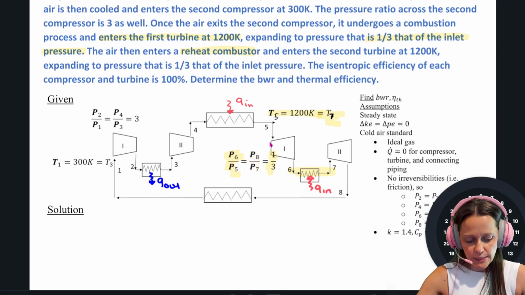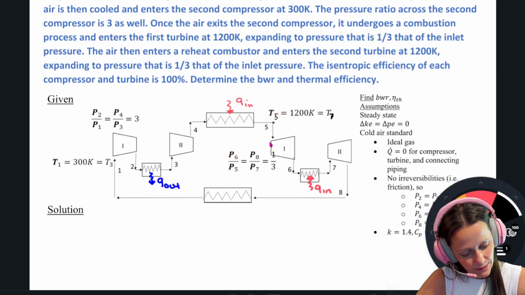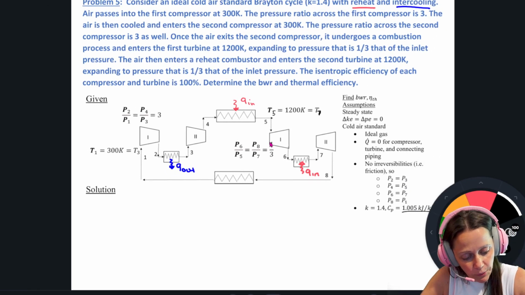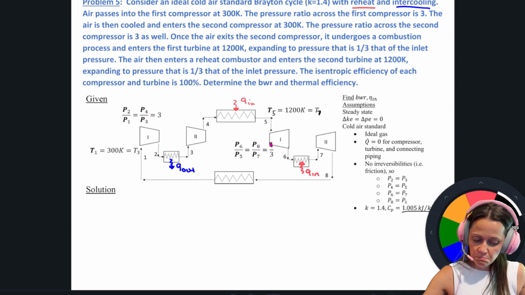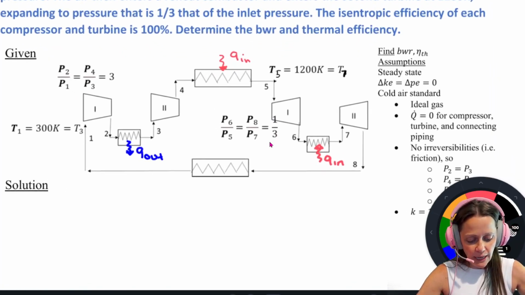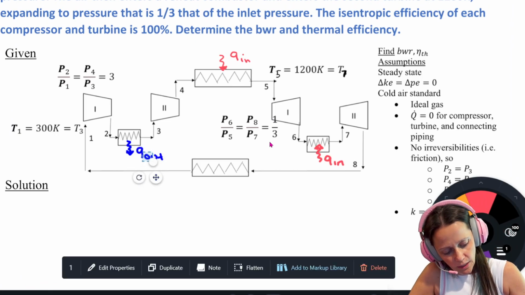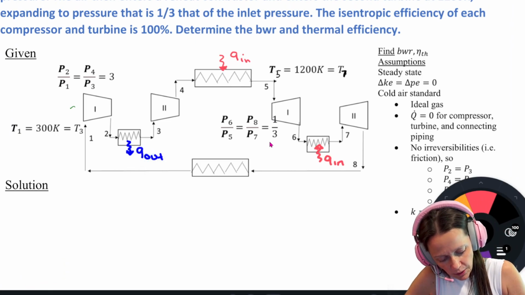And then they do give us some isentropic efficiencies, but they're 100%, so that's super convenient for us. We'll talk about that in just a second. We want to find the back work ratio and the thermal efficiency. So there you go. I went ahead and wrote my Q ins and my Q outs, but I might as well go ahead and write where my work in and my work out is.